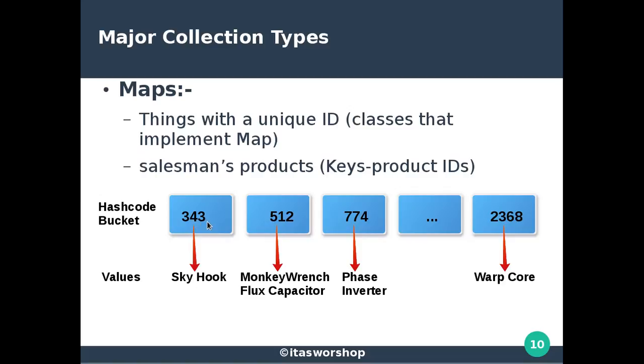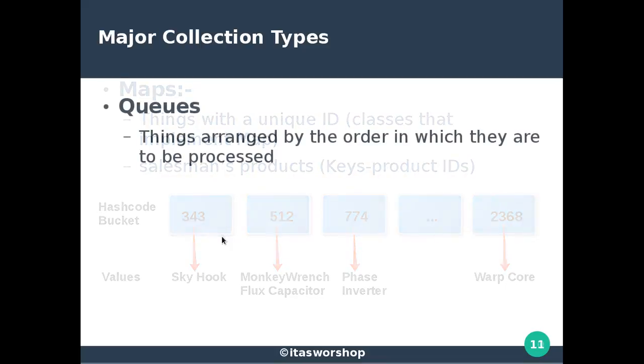Likewise, most of the time, like in this example, product IDs are keys. IDs are generally keys and the real object associated with that ID can be considered as the value. So basically you are dealing with key value pairs, like a user ID and other user attributes associated with that ID, or a product ID and the product associated with that ID. So that is map.